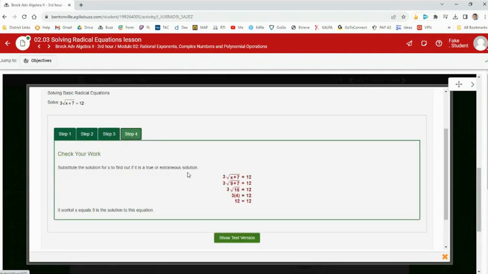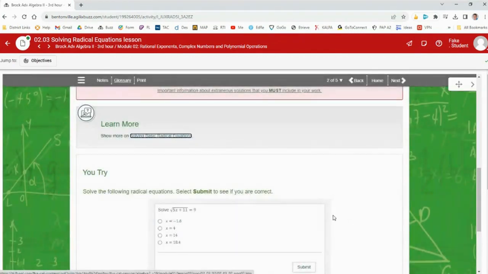Let's check it. 3 times the square root of 9 plus 7 equals 12. 3 times the square root of 16. 3 times 4, 12 equals 12. So 9 is the solution. We checked it. It does work. It's not extraneous. All right.